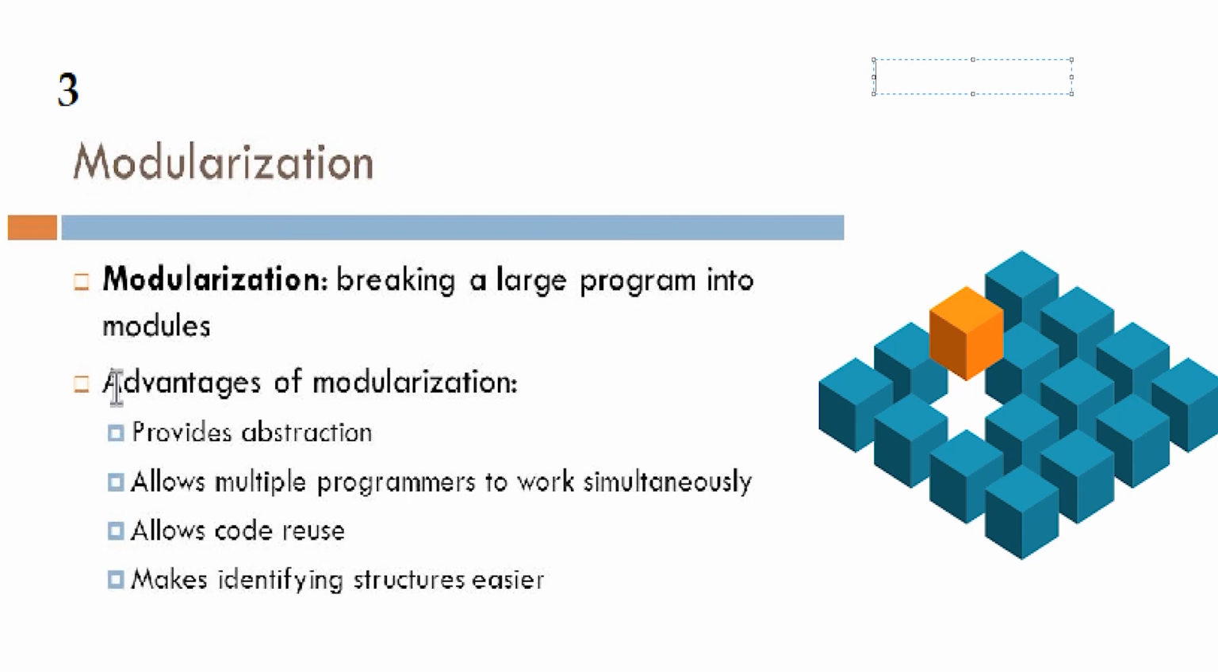Now, this approach has, as you can see, several advantages. So what are the advantages? It provides abstraction, allows multiple programmers to work simultaneously, allows code reuse, which is the most important point here, and makes identifying structures easier. So as you can see, modularization makes life way easier. I'm going to show that in the exercise that I'm going to showcase in this video.